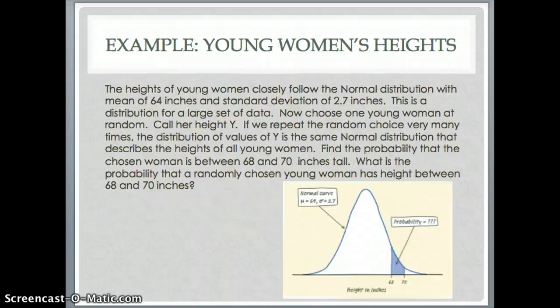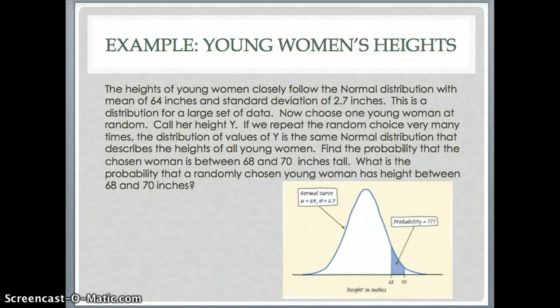So let's take a look at an example, and it's really nothing new here, guys. It's basically a review of what we already know about normal distribution and density curves. The heights of young women closely follow the normal distribution with a mean of 64 inches and a standard deviation of 2.7 inches. This is a distribution for a large set of data.